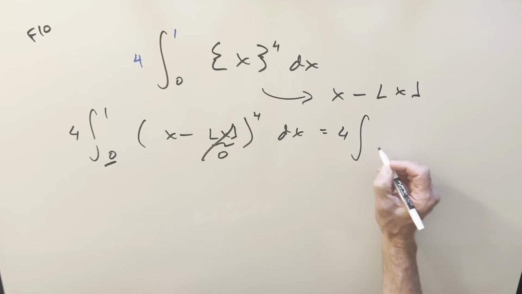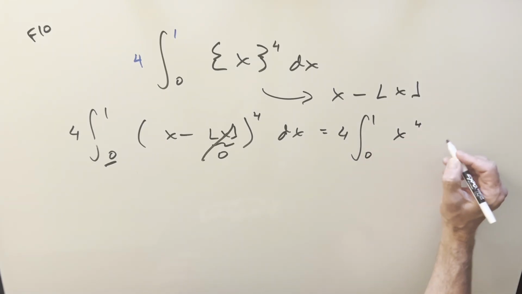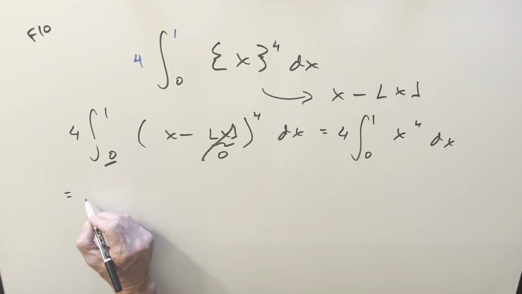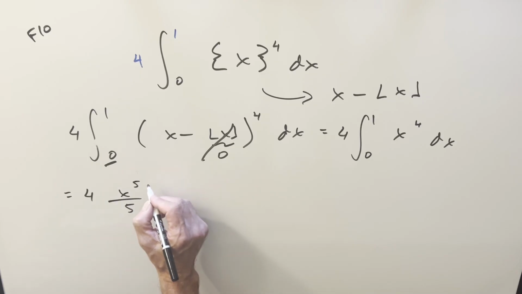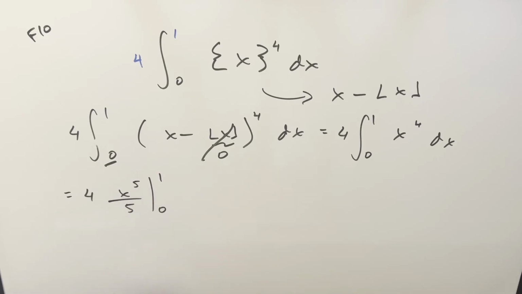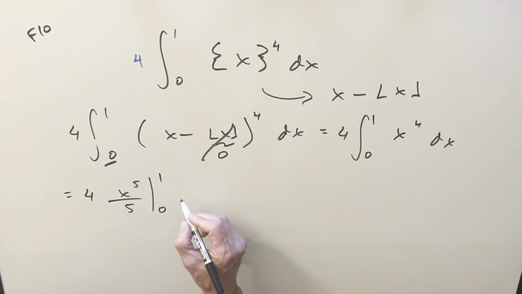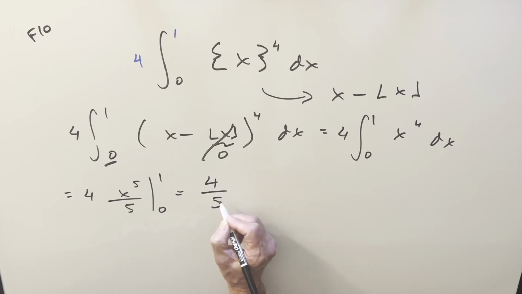So what we're really doing is we're just doing power rule, integral of x to the 4th dx. Go ahead and integrate. We got the 4 out front. This is going to be x to the 5 over 5. And we just need to evaluate from 0 to 1. Of course, 0 is nothing. You plug in 1. This is going to be 1/5 times 4. And for my final solution on it, we get 4 over 5. And that's it.